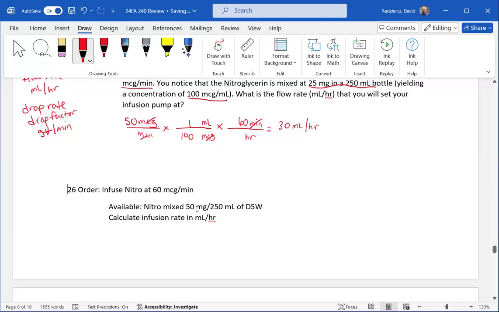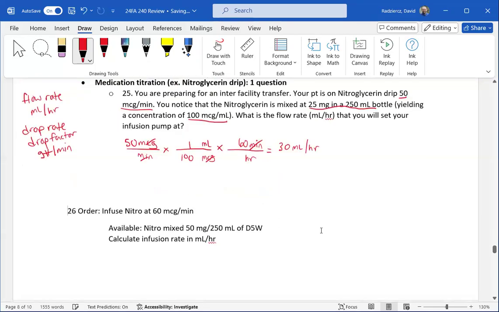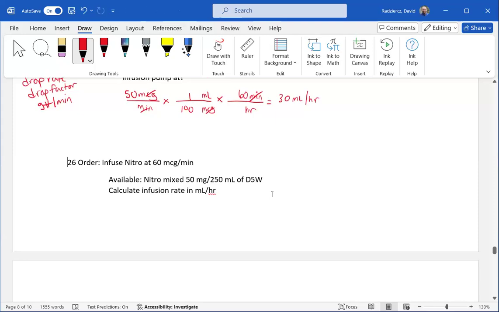So if it's 60 micrograms per minute, and then it's 50 milligrams per 250 ml, what do you get with that? So it won't be 36. So 36 was following this. This is a different scenario. So let's see if we can get to the same answer together. And I'll get us started.